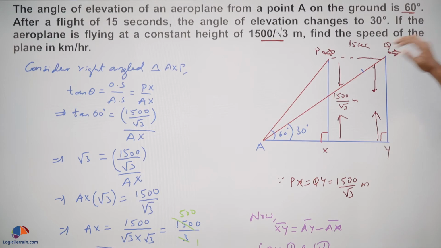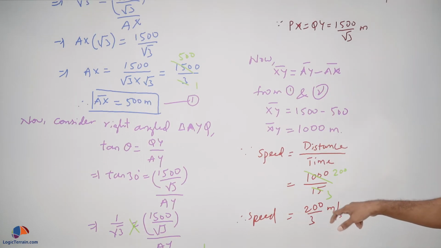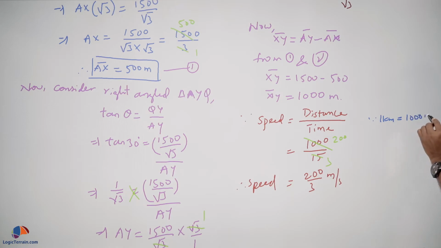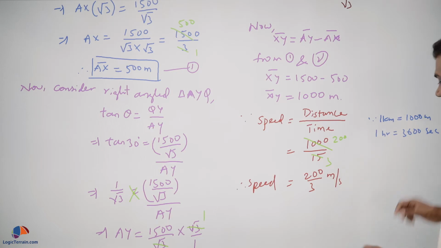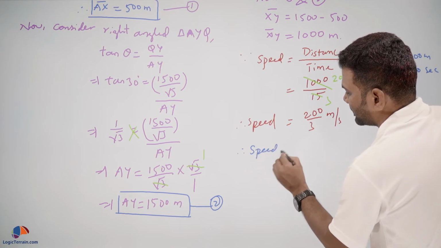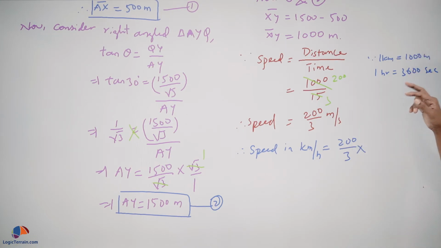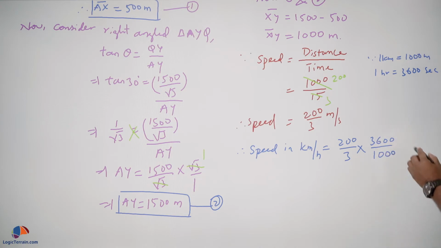But actually in the question it has asked the speed of the plane in kilometer per hour. Now we need to convert the speed from meter per second into kilometer per hour. Since 1 kilometer is equal to 1000 meters and 1 hour is equal to 3600 seconds, to convert this speed 200 upon 3 meter per second into kilometer per hour, the speed in kilometer per hour is equal to 200 upon 3 into 3600 upon 1000. So we will get kilometer per hour. Simplify further.